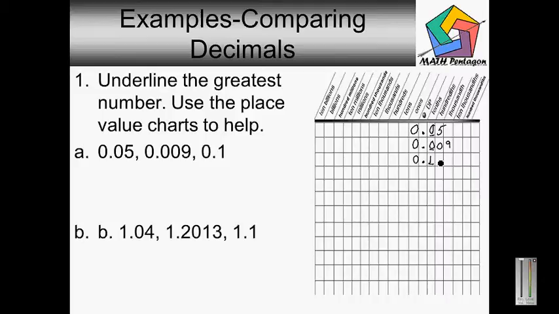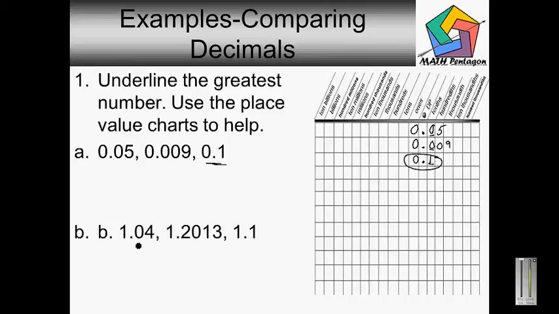So this decimal point right here would be the answer, and this would be the greatest number since the 1 is in the tens place and is greater than these that are zeros in the tens place, these two numbers here. So 0.1 would be the greatest.